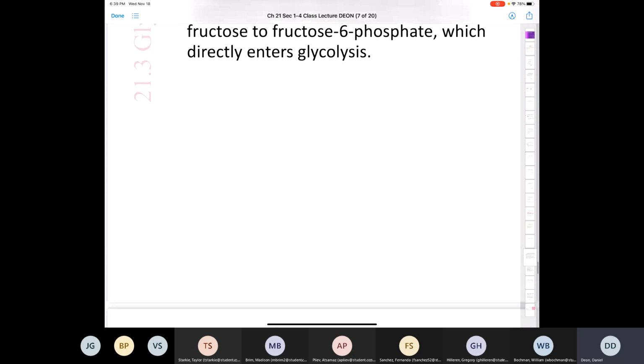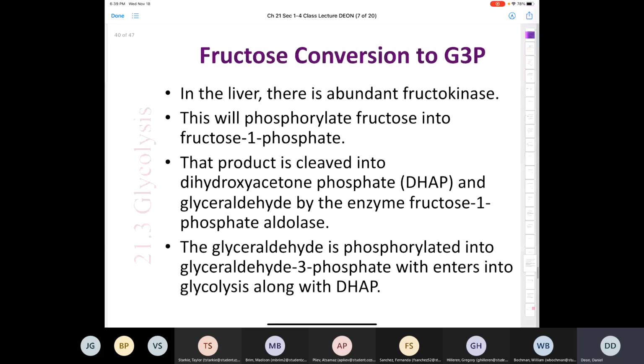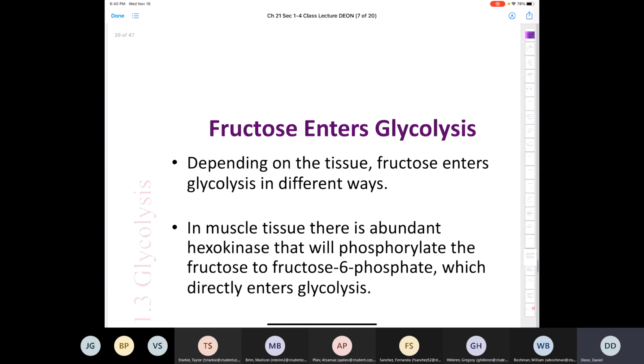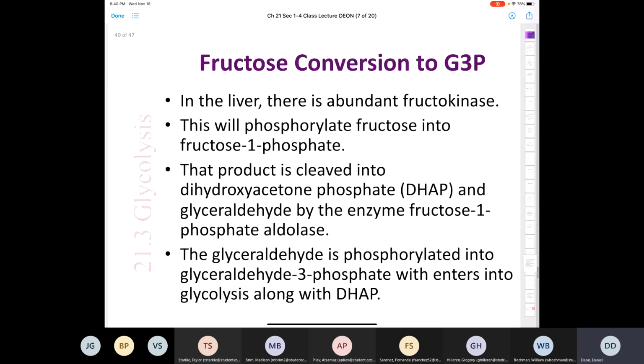What else can happen to fructose? Well, in the liver, there's abundant fructokinase, which is another enzyme, and that's going to phosphorylate it not to give F6P, like I said in the last slide, but to give you this new molecule, fructose 1-phosphate. Then it gets broken apart into DHAP, dihydroxyacetone phosphate, and we know what happens to that, and glyceraldehyde, by the enzyme fructose 1-phosphate aldolase. That's not important. Then the glyceraldehyde gets phosphorylated into G3P, and it enters glycolysis.